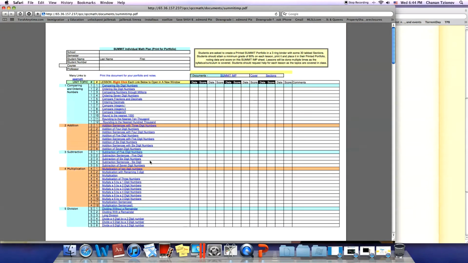Another great thing about Summit Math is the fact that you can write the date in which you took it, you can write the score, and you could even leave comments saying if the test was easy, if it was difficult for you, so the student could always go back and retry the test again.